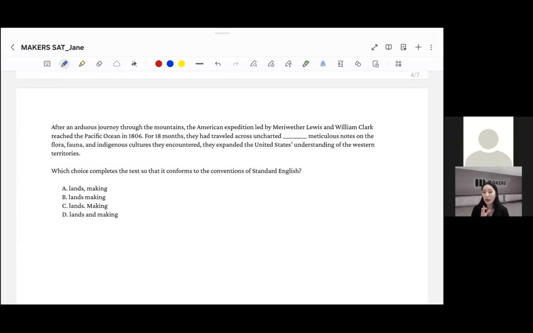So here, this is a question about sentence boundaries. So once we have identified the sentence and its boundaries, we have to plug in the right punctuation to express that. So we have to look at the structure of the main ideas and their sentence structure presented. So we can just look at the sentence as the underlined part is over here, so we can ignore this part. For 18 months, they had traveled across uncharted lands, making meticulous notes on flora, fauna, and indigenous cultures they encountered.